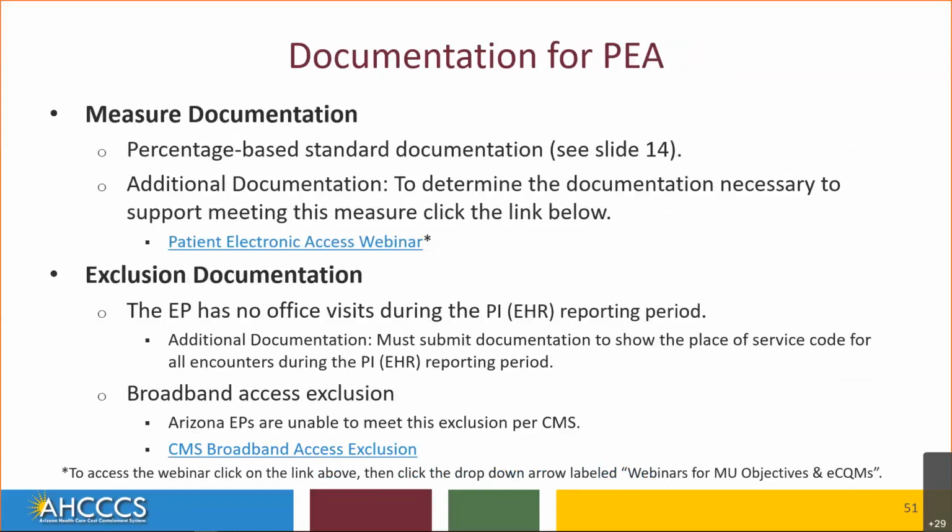Now, if the provider attests to an exclusion, the first exclusion being the EP has no office visits during the reporting period, the provider would need to submit additional documentation. And that documentation would need to show the place of service code for all encounters during their PI reporting period to ensure the provider did not see any office visits. The second exclusion, which is the broadband access exclusion, is not available to Arizona EPs.